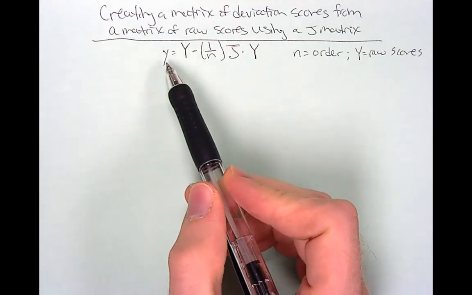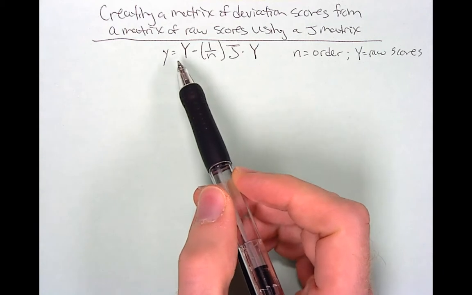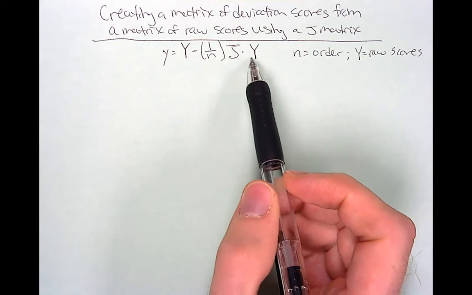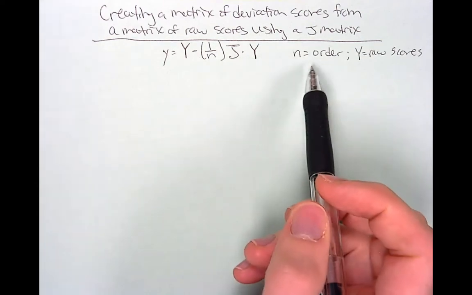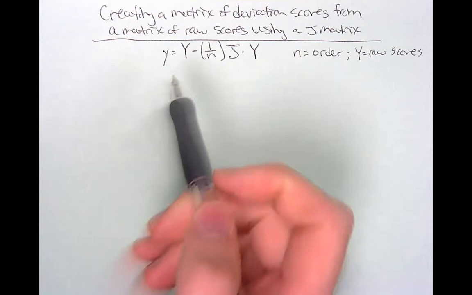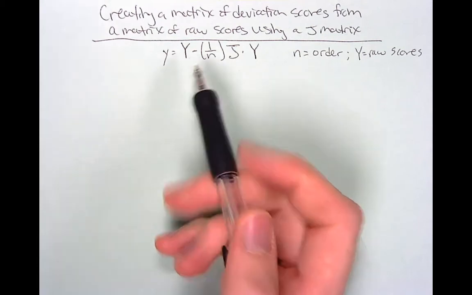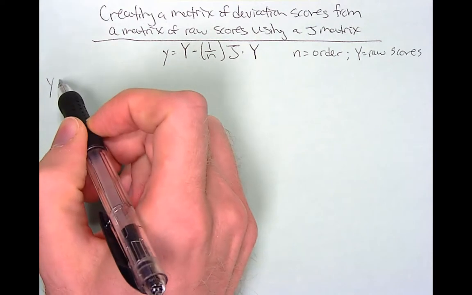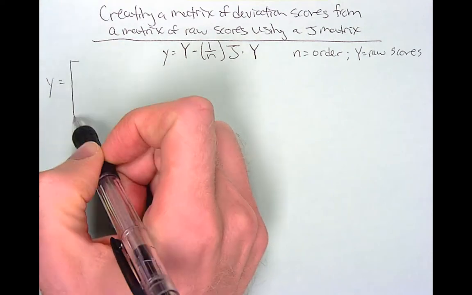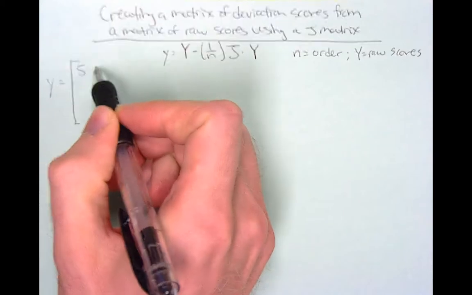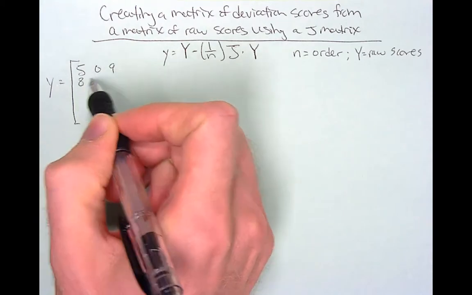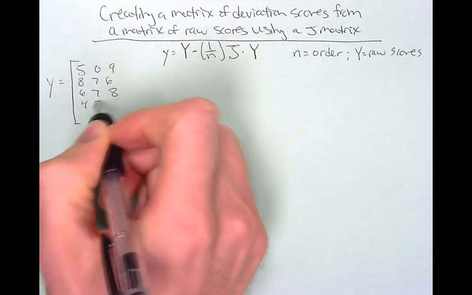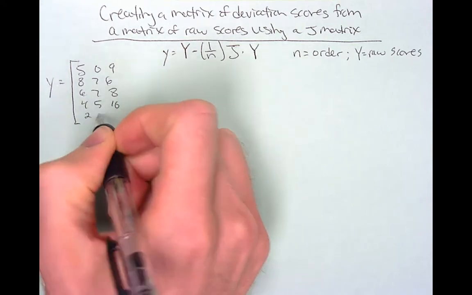So the small y is the matrix of y minus 1 over n times the J matrix times that y matrix again, where n is your order. So if we have a 5 by 3 y matrix that we've been using, that we'll continue to use, it looks like this. Our y matrix is 5, 0, 9, 8, 7, 6, 6, 7, 8, 4, 5, 10, and 2, 1, 7.